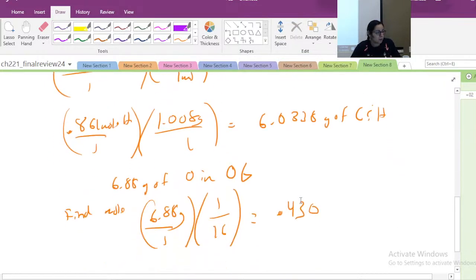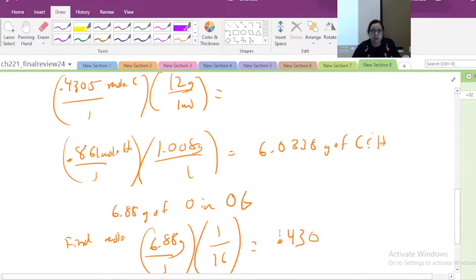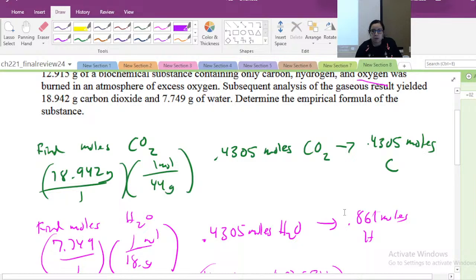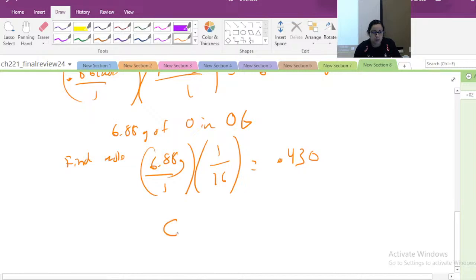And so now we can get our mole-mole ratio. So go back and divide by the smallest. And so that would be, right, oxygen. And so right away we can see they're at a 1 to 2 to 1 ratio there. So 1 carbon to 2 hydrogens to 1 oxygen.